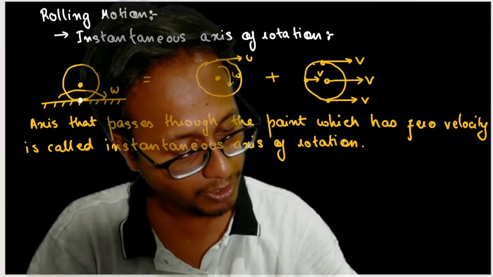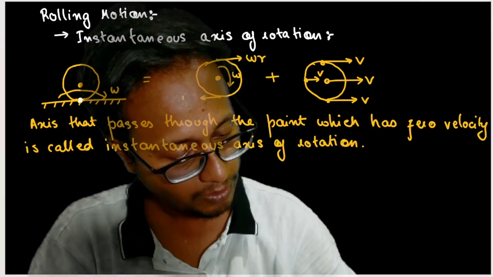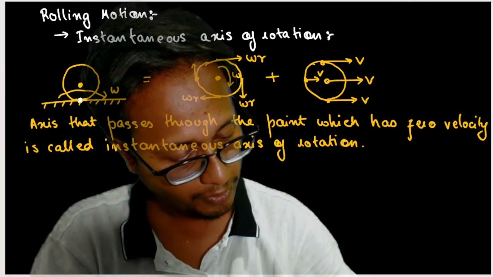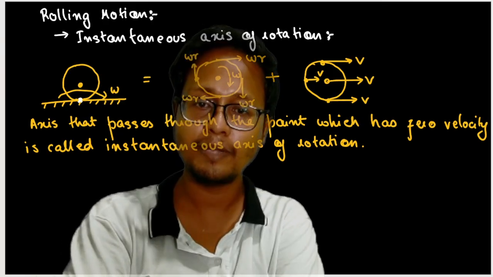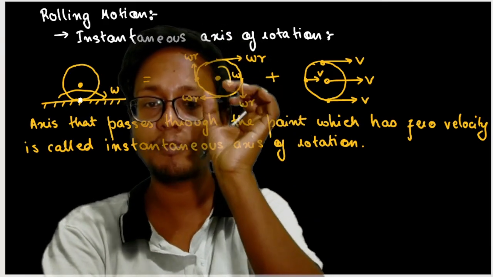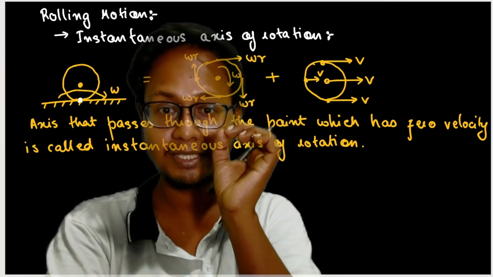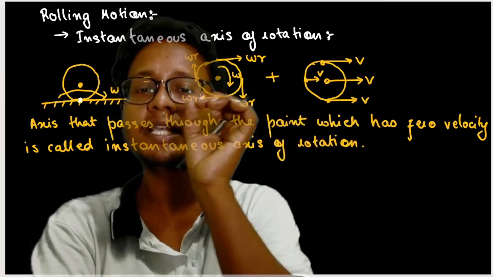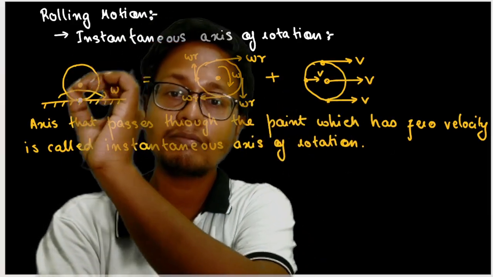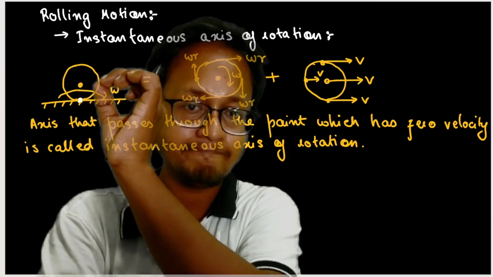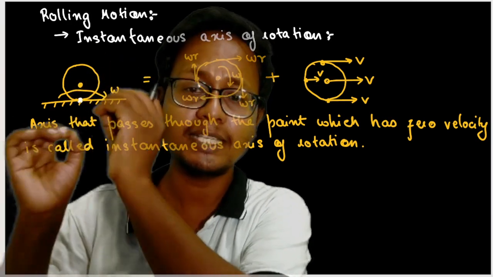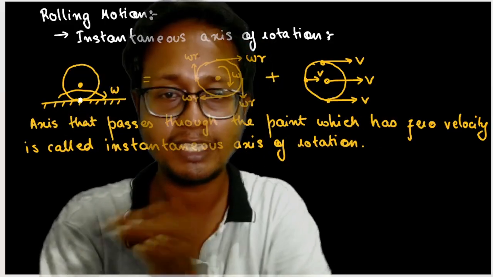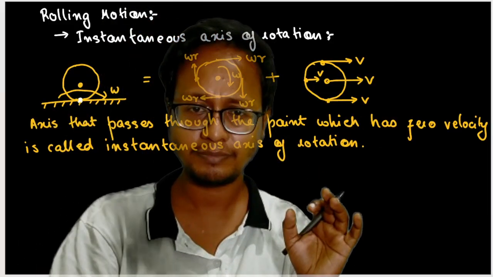Understood? This is nothing but omega r. This is nothing but omega r. Omega r in this direction. Velocity at every point is omega r in this direction. And if a certain point has zero velocity, that means the value of omega r is equal to the value of v. Not necessarily. If a certain point in this tire or in this wheel has zero velocity and the axis passes through that point, it is known as the instantaneous axis of rotation. We got this much? Okay.